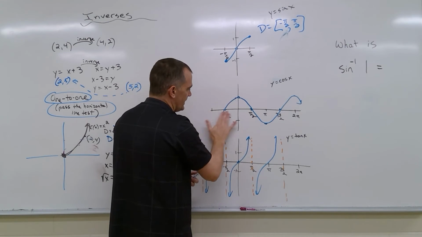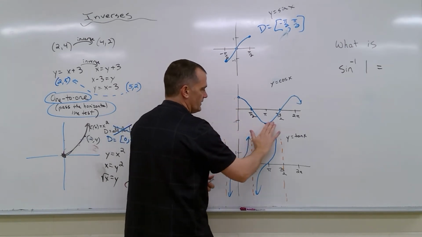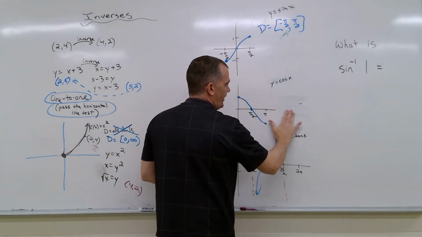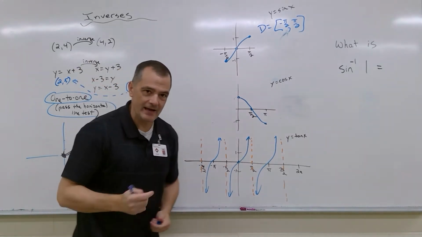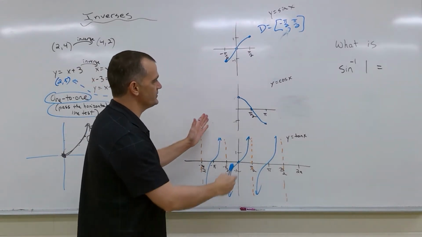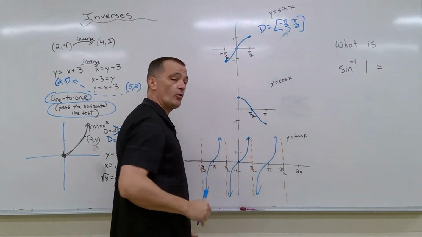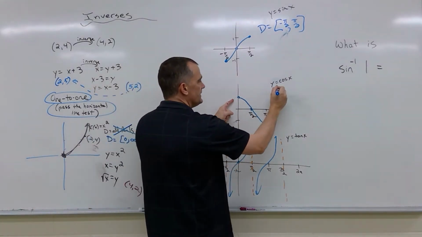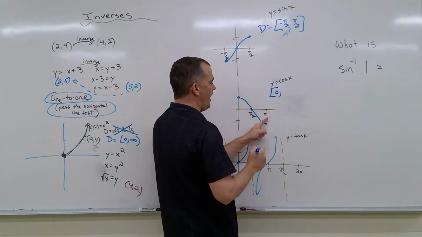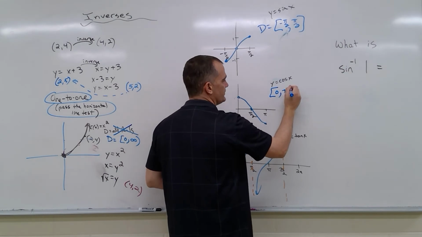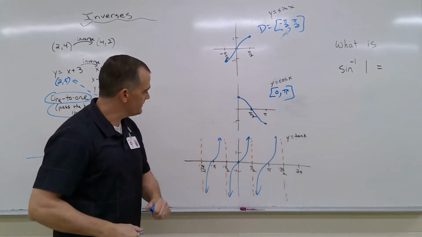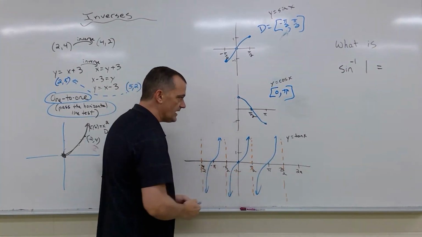So what I'm going to do is I'm going to restrict it. I'm going to get rid of all that, and I'm going to get rid of all that. So now, our cosine function is instead of all reals for the domain, we restricted it down to 0 degrees all the way up to 180 degrees.